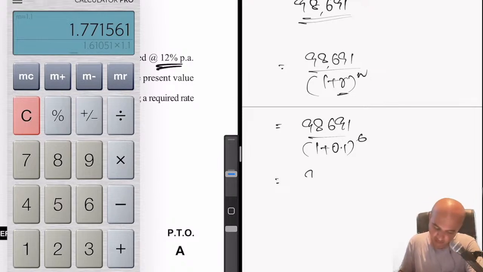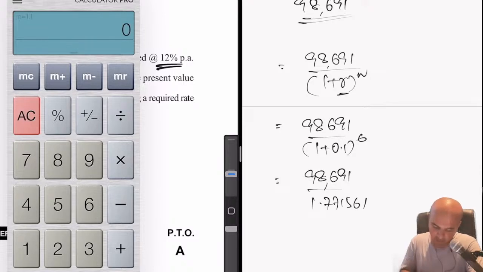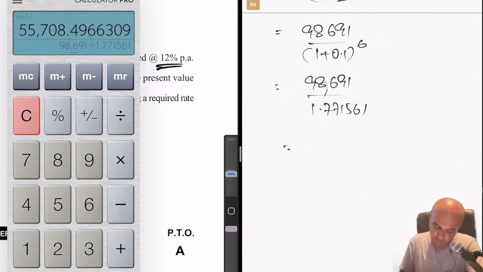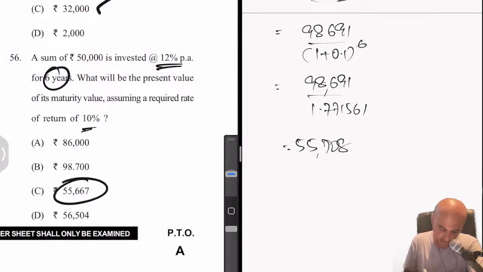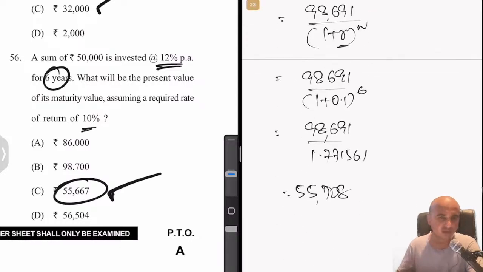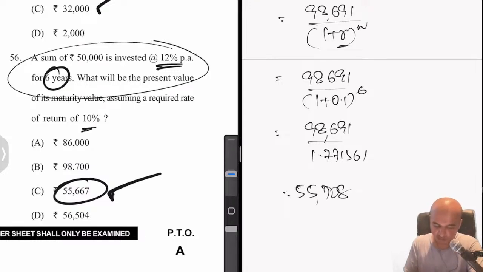So this would be 98,691 divided by 1.771561. So this will be 55,708. This is the closest answer, so just take it. Of course there will be some fluctuation because of the rounding off error, so that's okay. We found the answer. In this case, the present value of this money which is compounded for the next 6 years would be somewhere around 55,700, 600, whatever. Some 30-40 rupees difference, doesn't matter.